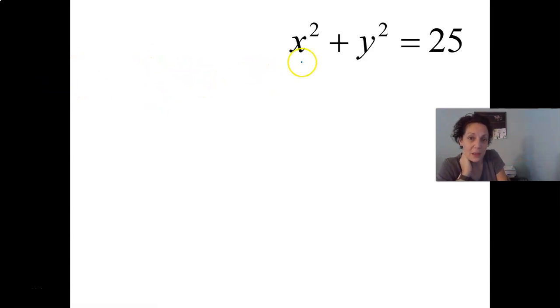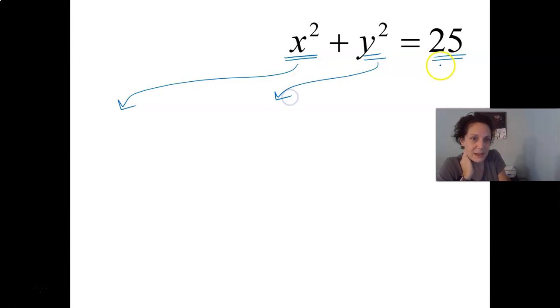All right, so let's take the derivative of this. The first thing I need to do is take the derivative. I'm going to use my sum and difference rule, right? I have 3 terms here. I'm going to take their derivatives individually. This is a sum or difference. So I'm going to take the derivative of x squared with respect to x. I'm going to take the derivative of y squared with respect to x, and I'm going to take the derivative of 25 with respect to x.